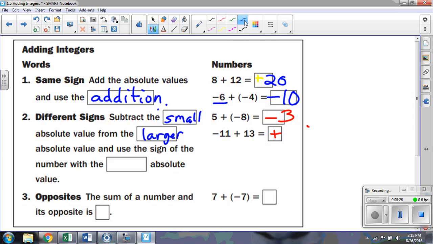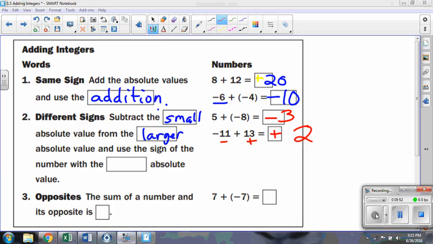Negative 11 plus 13. Since one of them is negative and one of them is positive, the signs are different, so we have to subtract. 13 subtract 11 is 2. And thus we wind up with our answer, positive 2. We're noting then that when the signs are different, we'll always subtract the small number off the larger and keep the sign of the larger one.